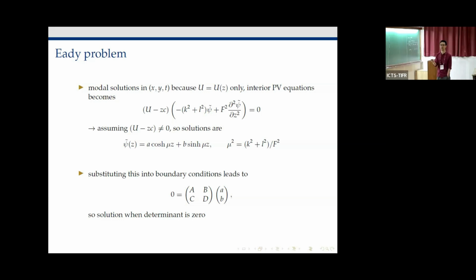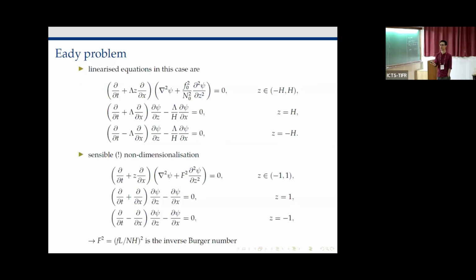If I make the assumption that this is not zero, which is a fairly heavy assumption, this is a second order ODE. Solutions are sinh and cosh with a rescaled wavenumber. But the thing I don't know is A and B. So somehow your A and B needs to be fixed by your boundary conditions, which are these two.